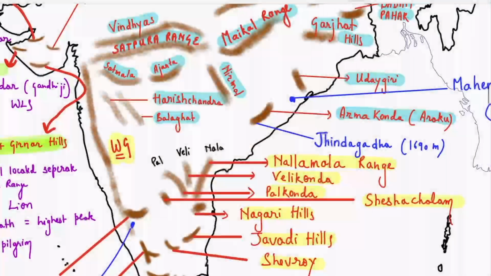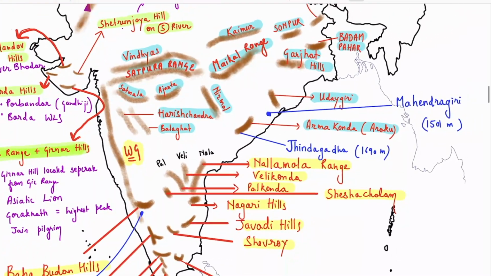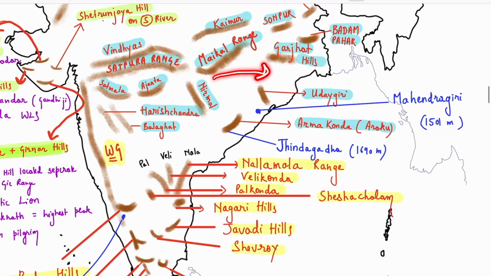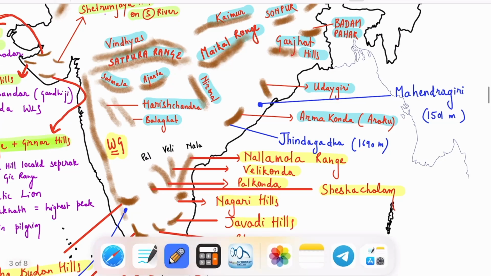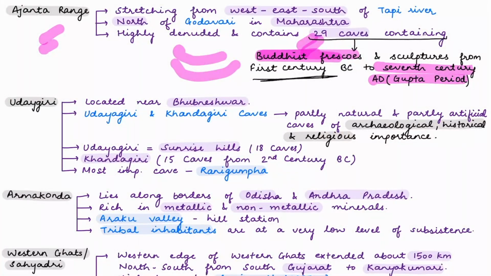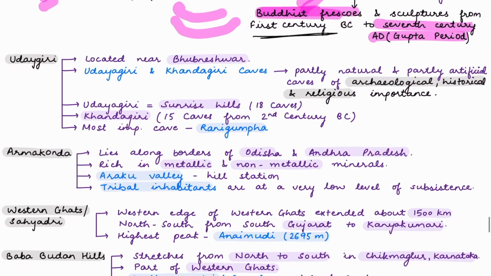Further moving on. Now, guys, after this, we are going to move towards the direction of the east, and in the east we have the Udaygiri range. Udaygiri range again is very important because of the Buddhist caves found here. Within the Udaygiri, there are Udaygiri and Khandagiri caves. These caves have a collection of both: some caves are natural, and some are artificial, that is man made.